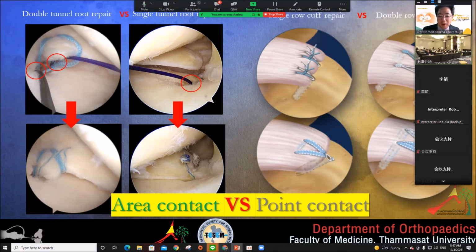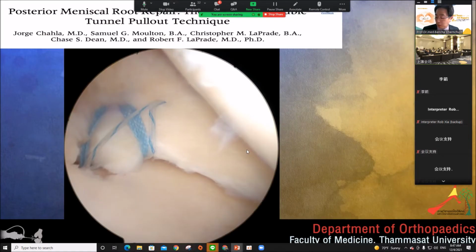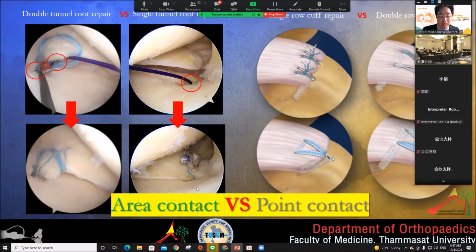Okay. I do a little difference. So this is the concept. It's the area contact instead of the point contact. Okay. Comparing the single tunnel and the double tunnel technique. Okay. Same like you have a single row rotator cuff repair or double row rotator cuff repair.